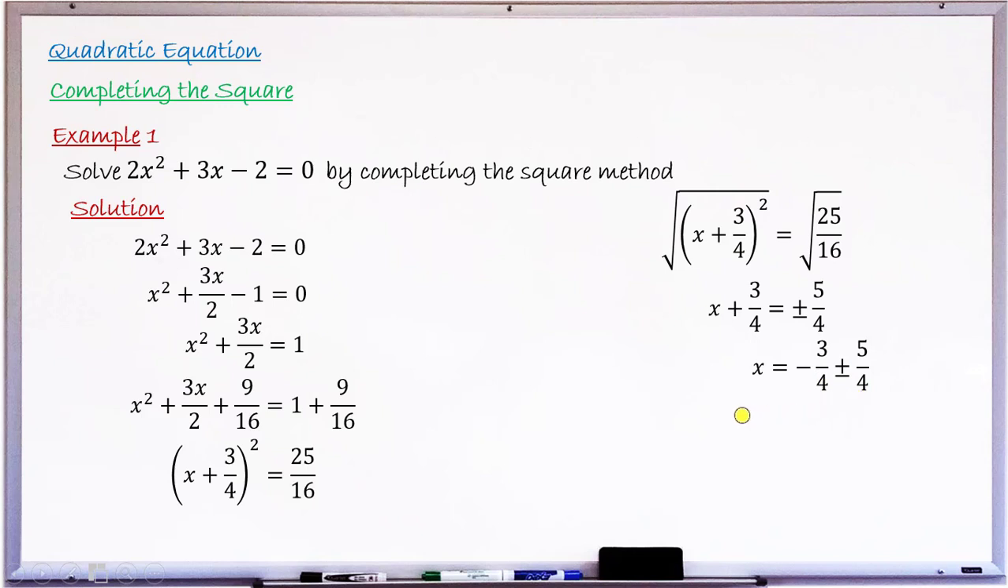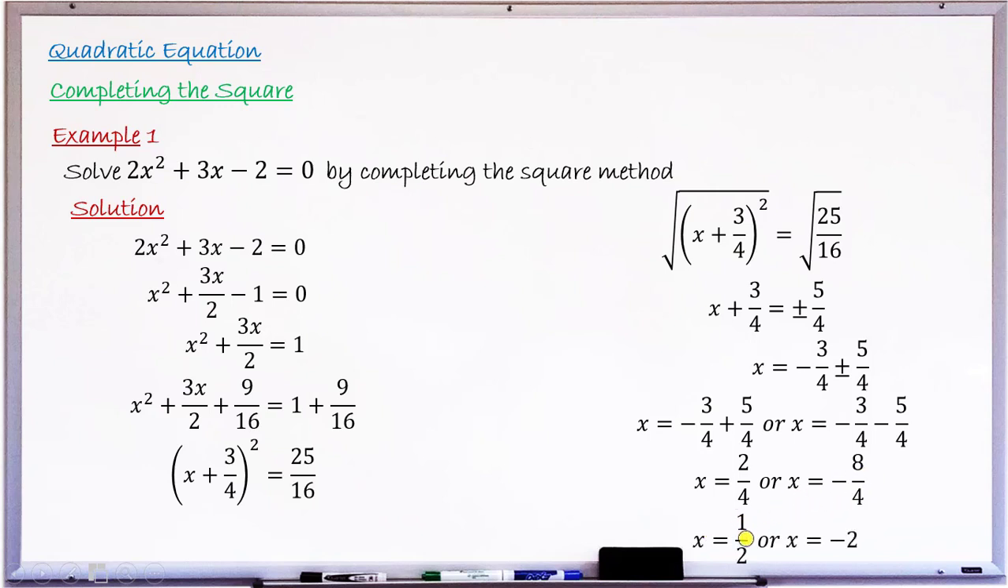Let me take whichever the case. So I'm going to have x equals minus 3 over 4 plus 5 over 4, or x equals minus 3 over 4 minus 5 all over 4. This will now be my result. And then addition of this correctly, you now have x equals 2 over 4 or x equals minus 8 all over 4. And simplifying 2 over 4 gives 1 over 2. And simplifying minus 8 over 4 gives minus 2.